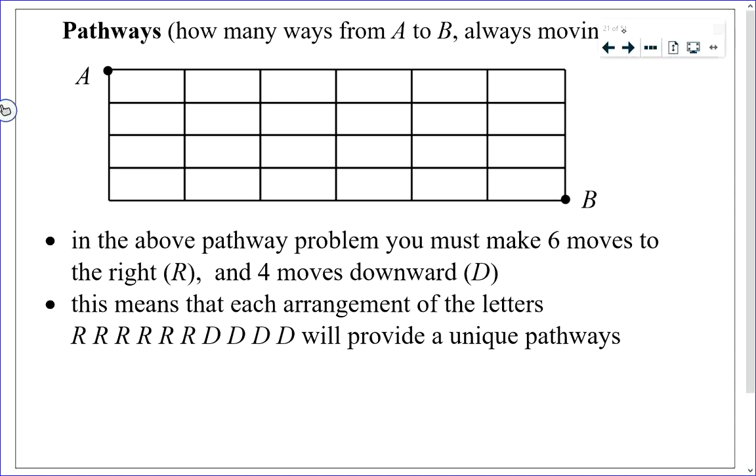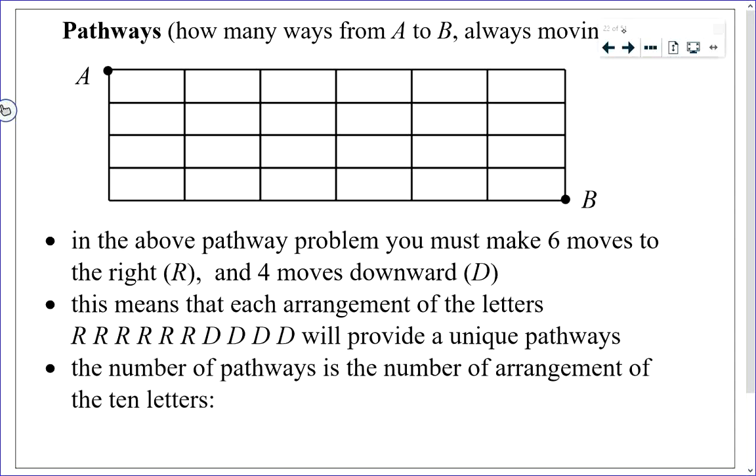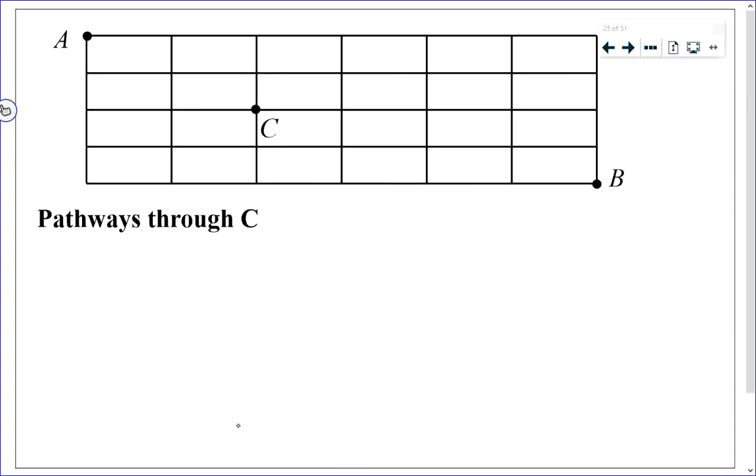How many ways can I arrange R, R, R, R, R, R, D, D, D, D? Because each unique arrangement would be a unique path. The answer is, if I count those, it's 10 factorial. But then I have to divide by the 6 factorial and the 4 factorial because I have repeated items. And that number, by the way, is 210. 10 factorial over 6 factorial and also over 4 factorial is 210. So there are 210 different pathways from A to B.